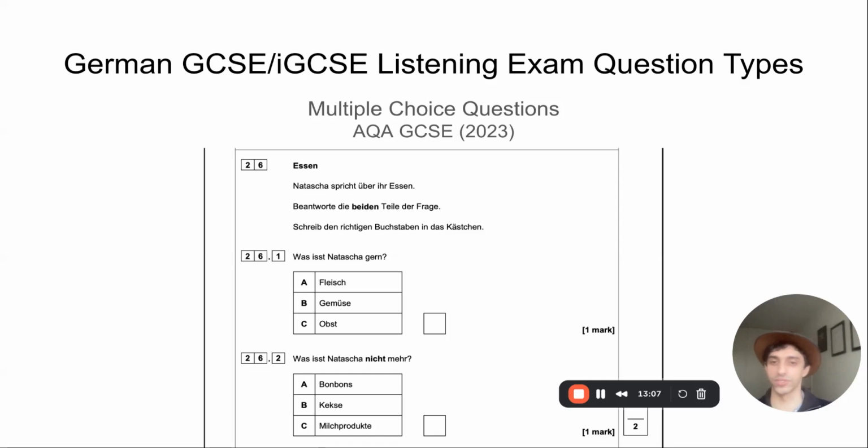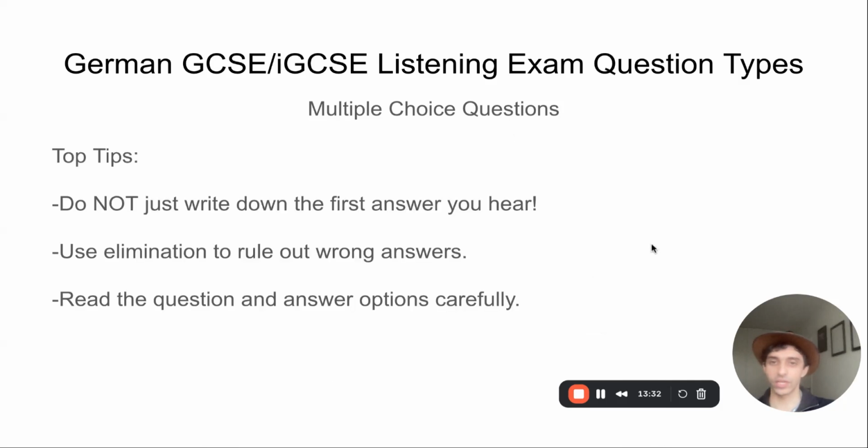26.1, by the way, is asking, what does Natasha like to eat? Was isst Natasha gern? What does she like eating? So if she says that she hates eating meat, then you can effectively rule out A, which means that the correct answer is either B or C. And even just using that elimination tactic, it narrows down your options and it gets you closer to the correct answer. So that can work very well too. Essentially, for any question type where you've got a limited number of options to choose from, elimination can be really useful as well. And that likely takes practice for most students too.